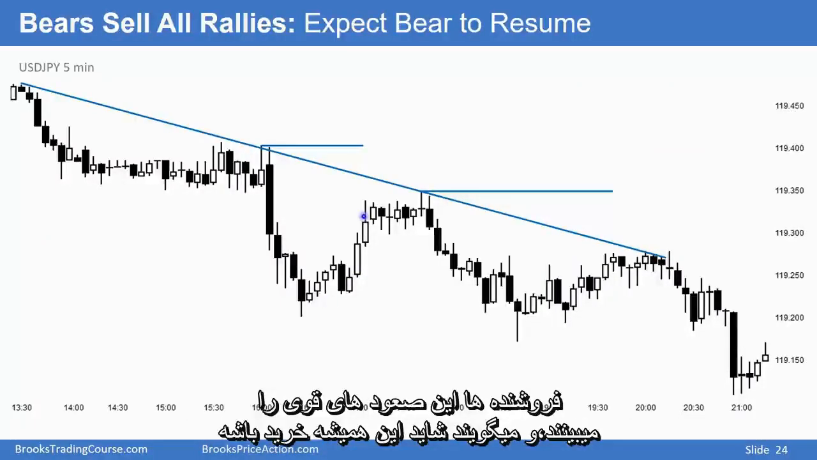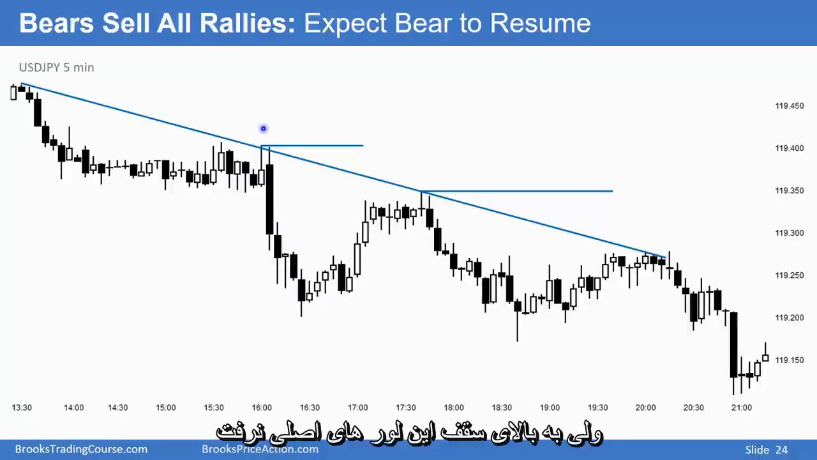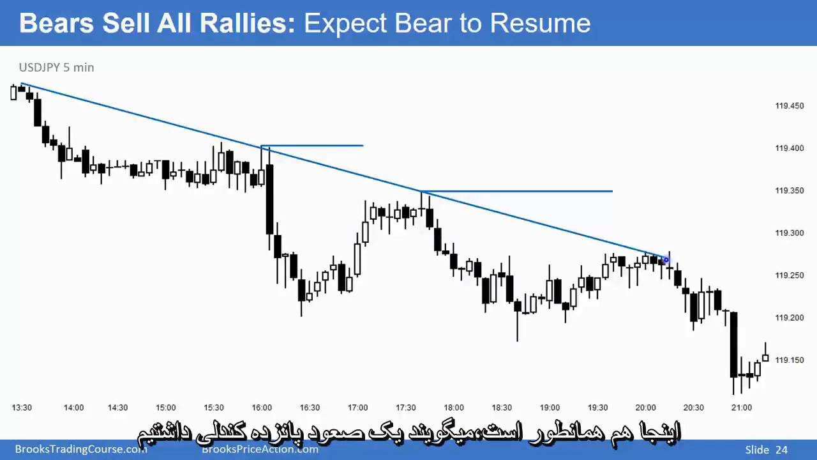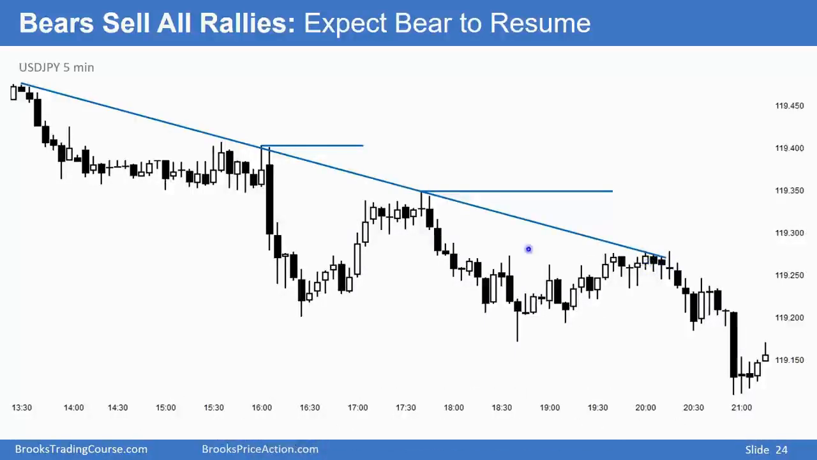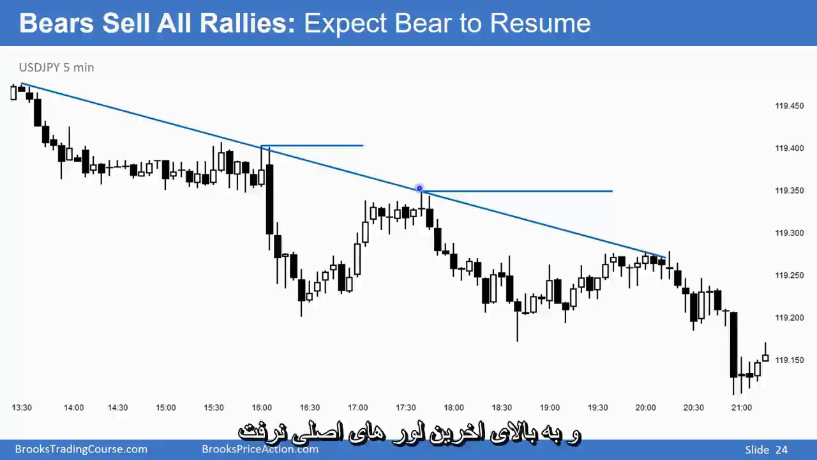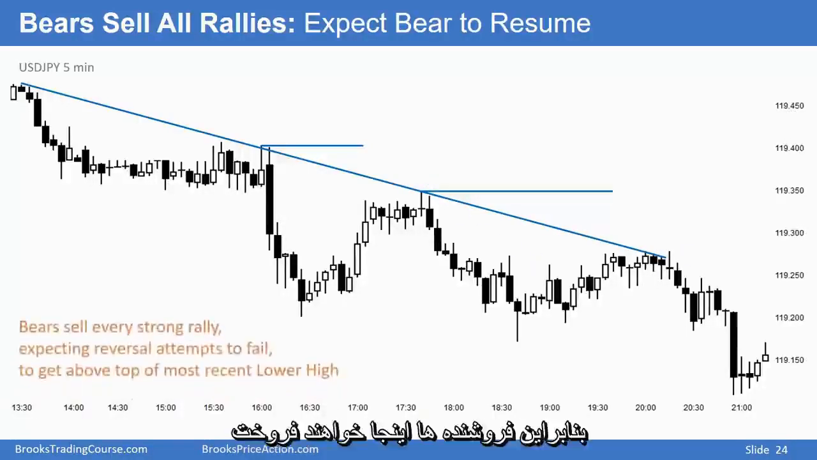Bears, they see these strong rallies and they say, yeah, it's a strong rally. Maybe it's even always in long, but it did not get above the top of this major lower high, and therefore it's probably going to fail and become a bear flag, so bears will look to sell. The same with here. You say, oh, we rallied for 15 bars. That's pretty bullish. It is, but it lacked consecutive big bull trend bars closing on their highs, and it did not get above the most recent major lower high. So bears will be selling here.